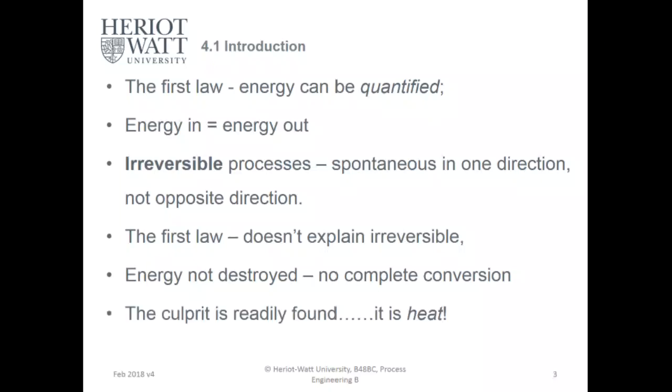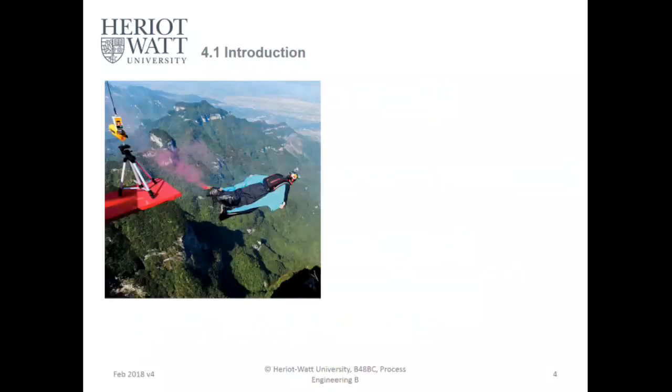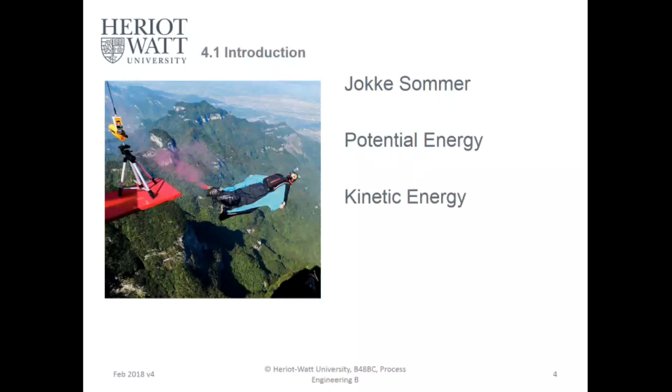So the culprit is readily found apparently, and it is heat, because you do use a lot of energy as heat in the form of friction, and actually the change in chemical properties, physical properties, the PVT. So imagine Yoke-san. He is a wingsuit jumper, crazy Norwegian. And if he's at the top of the mountain, or in his case, this little red thing, which is on top of a mountain, he starts with potential energy. He's got a specific amount of potential energy at that point. When he jumps, he starts converting this potential energy to kinetic energy.